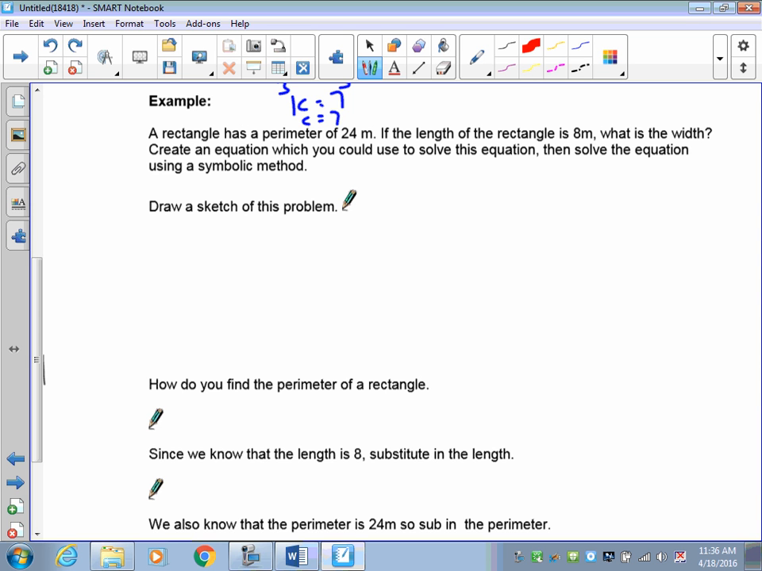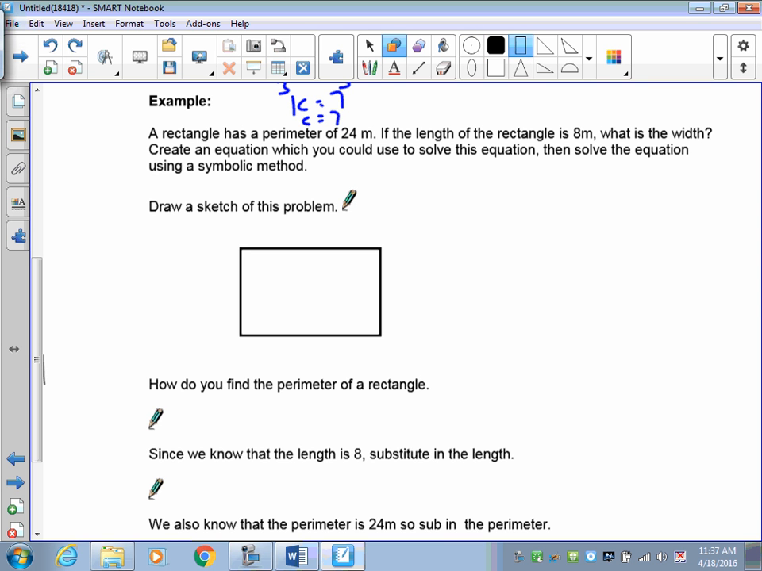Okay, now let's take a look at the sketch of the problem. I've got a rectangle, all right? My rectangle looks roughly like this, and it's got a width, W, and it's got a length of 8 meters. And I want to find the perimeter. Now, I don't know if you remember, but the perimeter is the distance around the outside. All right? So I'm going to have 2 W's and 2 8's.